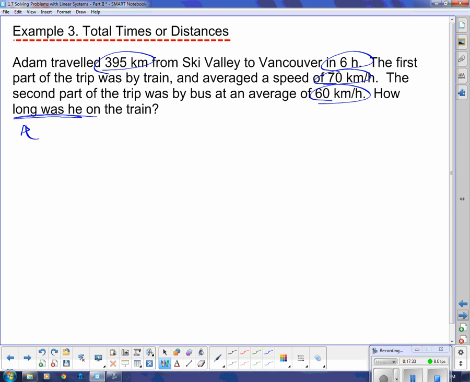What are they asking for? Are they asking for distance, or are they asking for time? Well, I would think that they're asking for time here. They want to know the time he was on the train. If they wanted to know distance, they might say, how far did he travel by train? So I'm thinking this is time. So we're going to set this up in a chart once again.